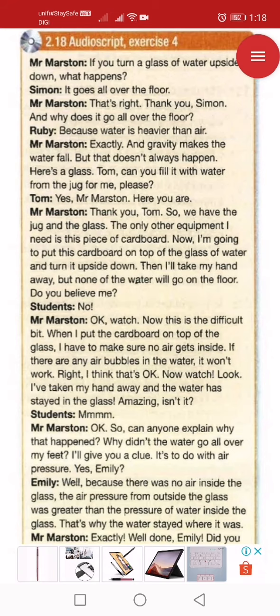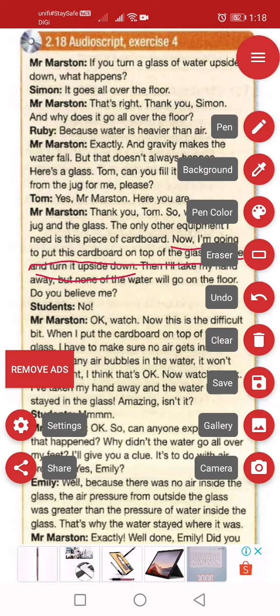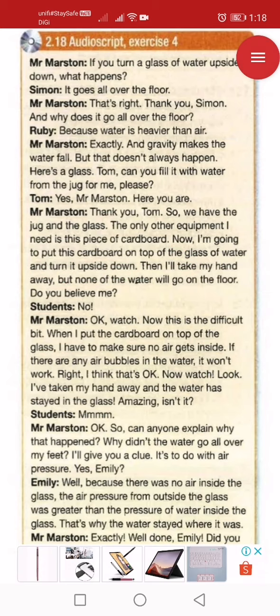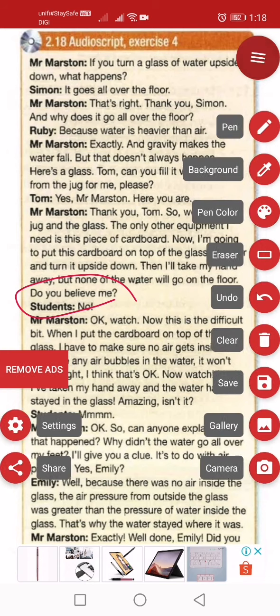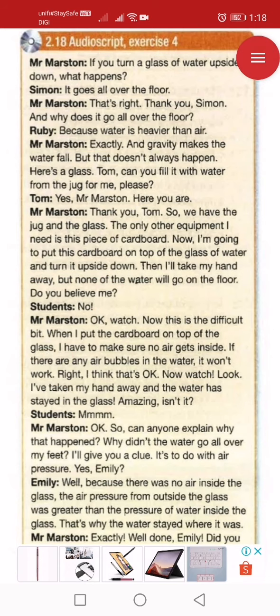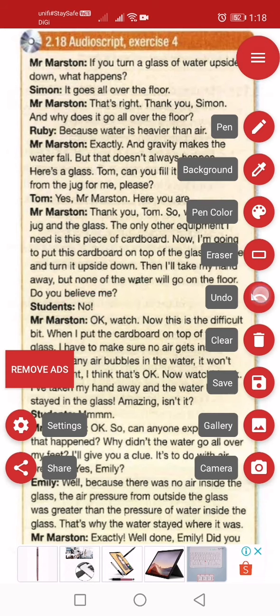Now I'm going to put this cardboard on top of the glass of water and turn it upside down. Saya akan letak cardboard ini di atas gelas ini dan saya akan terbalikkan dia. But none of the water will go on the floor. Tiada air akan tumpah ke lantai. Do you believe me? Kamu percayakah? So, the students all say, no, we don't believe you. Okay, teacher?